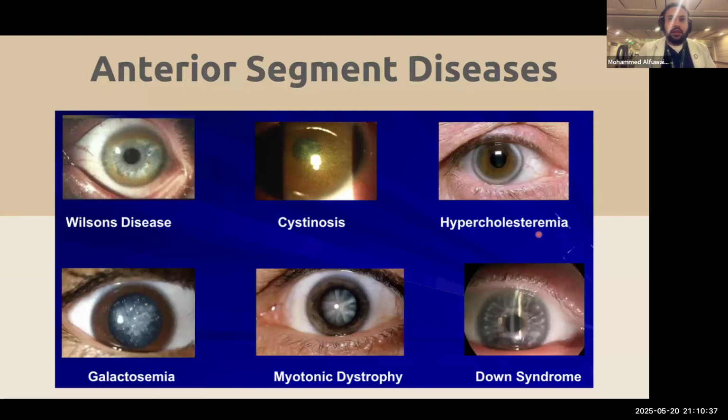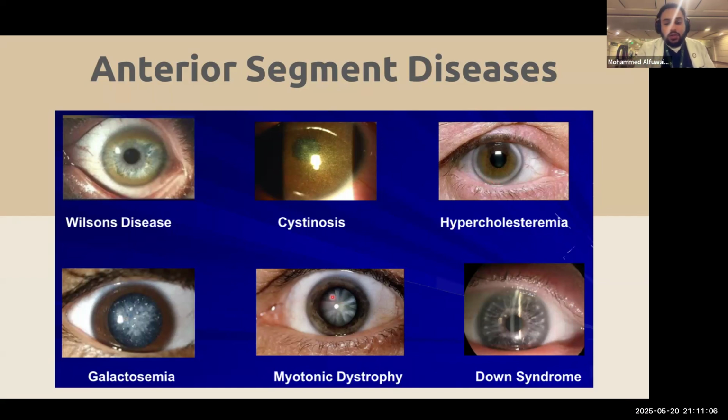Hypercholesteremia. We said that hypercholesteremia or hyperlipidemia causes xanthelasma in the eyelid. In the eye, it causes something called corneal arcus. Basically, it's this white ring. If you want to remember it, what color is fat? You want to think of it as white. Okay, so a white ring. Some way to remember it.